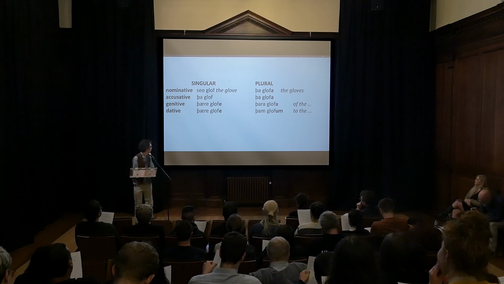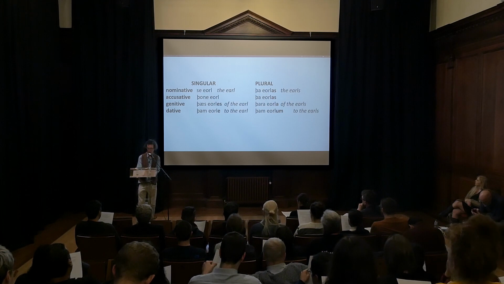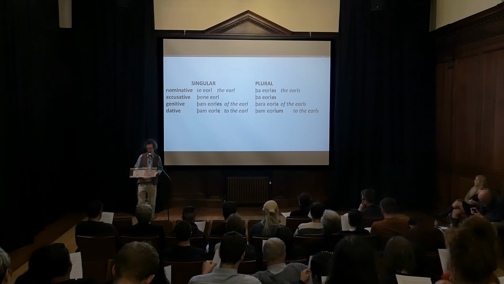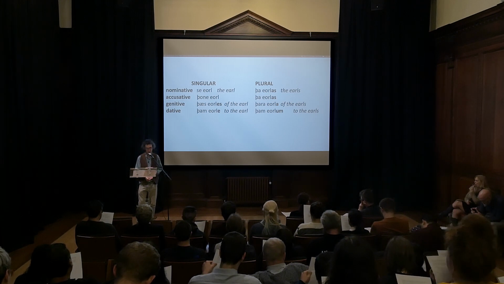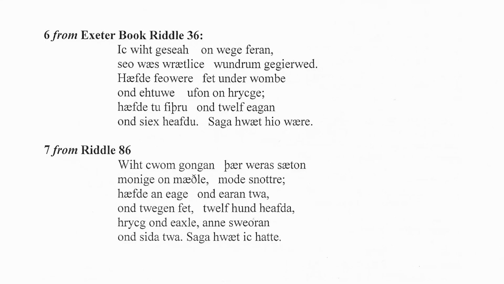And "wundrum". Let's see, if we go back to our nouns, you can see that the -um ending on the end of a noun is the dative plural. So the actual stem is "wunder", or "wundor" in the nominative, a wonder. So "wundrum" is the dative plural, and it means here with wonders. So we're getting: it was marvelously, with wonders, "gegyrwed". Now, "gegyrwed" is the past participle, so it means something like girded or equipped. So it was marvelously equipped with wonders, whatever this creature was.